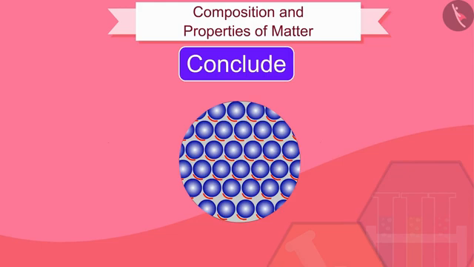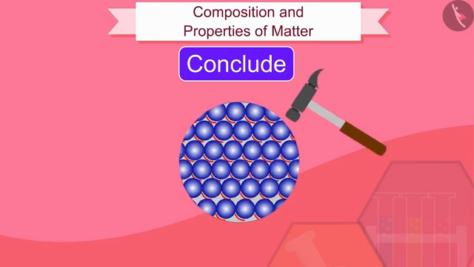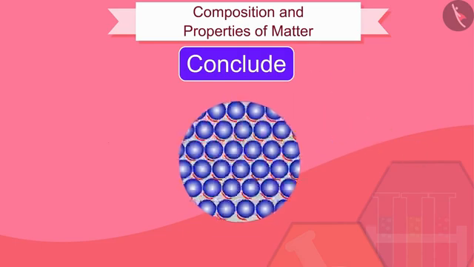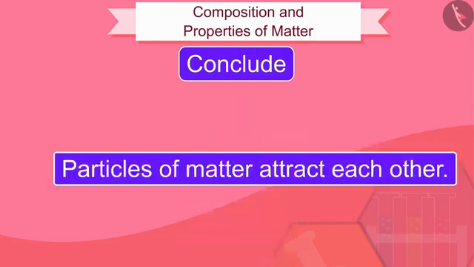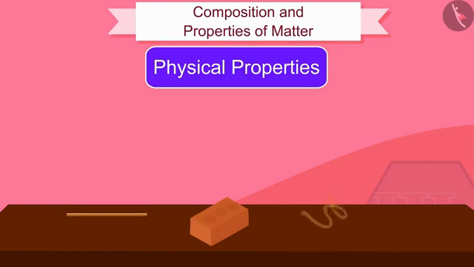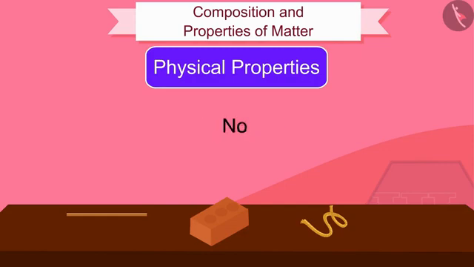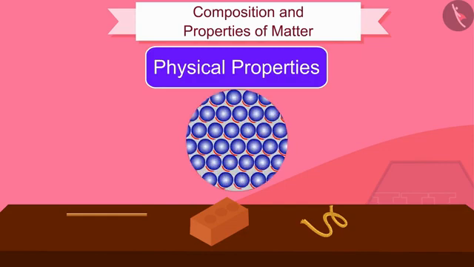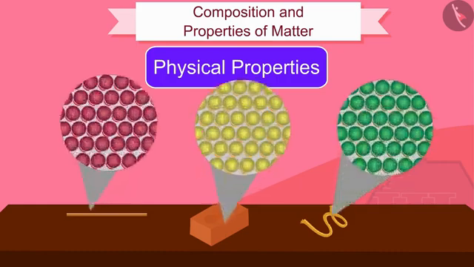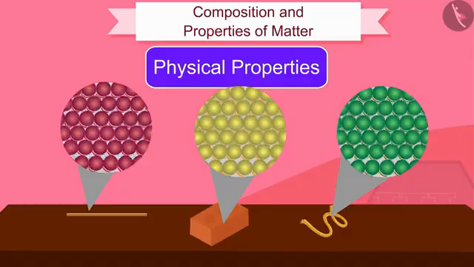Because a force acts between the particles of matter. This force holds the particles together. In other words, particles of matter attract each other. Do all three objects require the same force to break them? No, not at all. This is because the strength of the attraction force between the particles of matter varies in each matter.